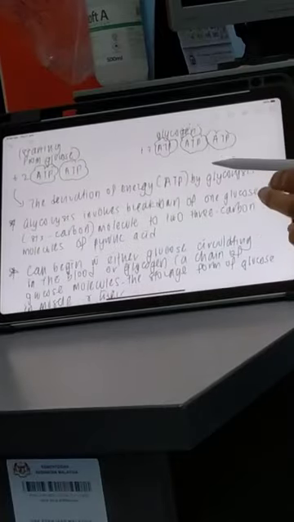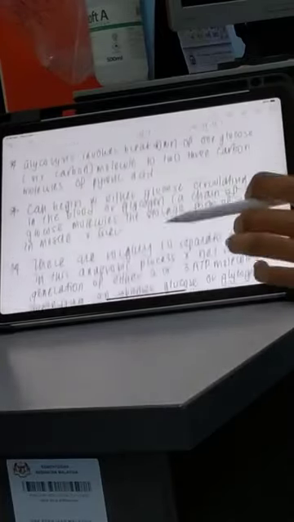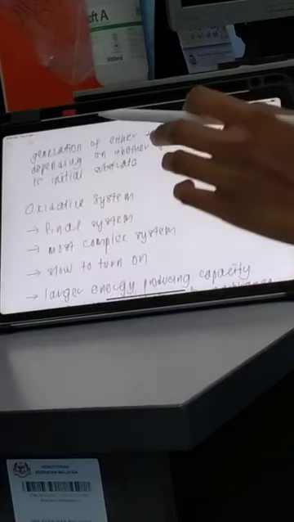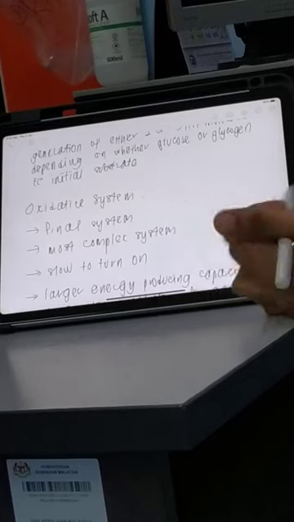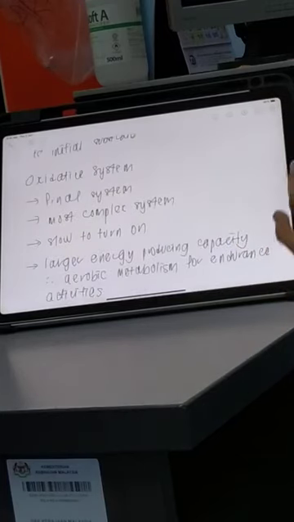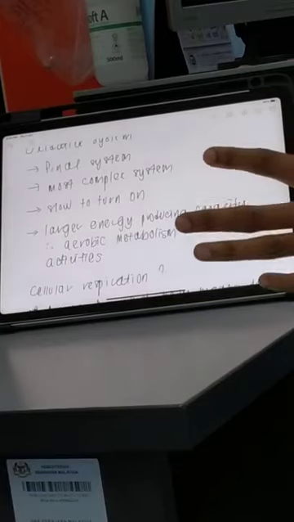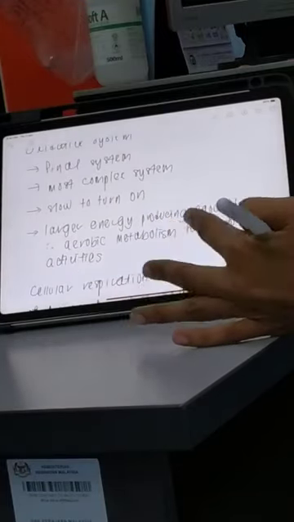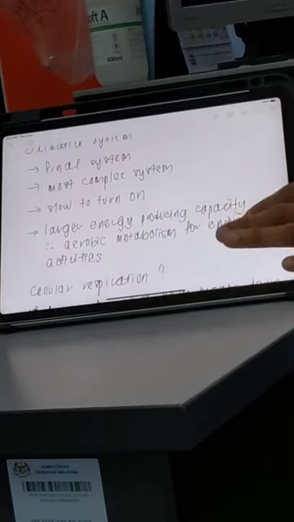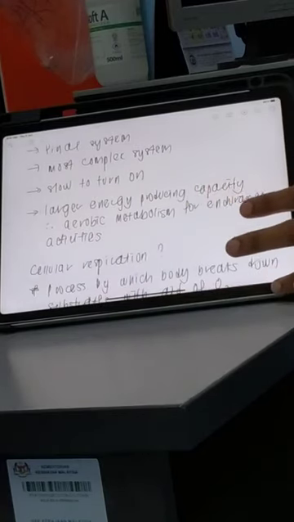So okay, this one is done. The next one I'll talk about is the oxidative system. The oxidative system is the final system. It is the most complex one and very slow to turn on, but it has a larger energy producing capacity. Hence aerobic metabolism is for endurance activities.